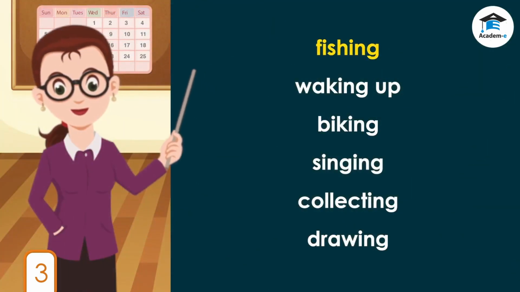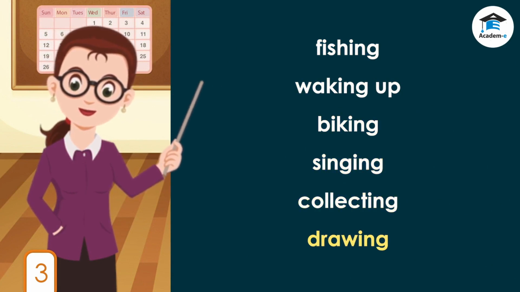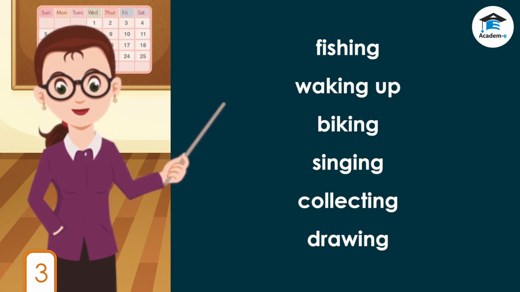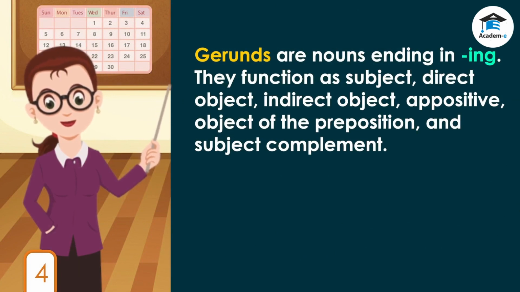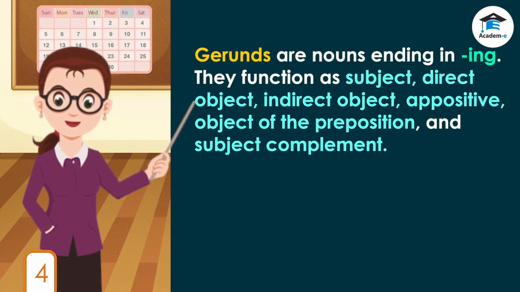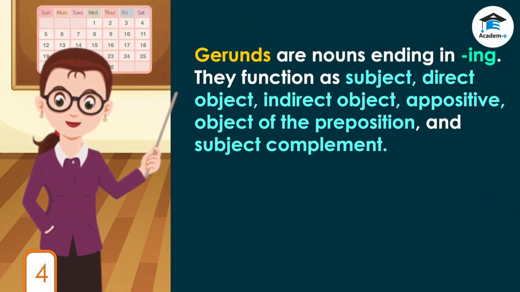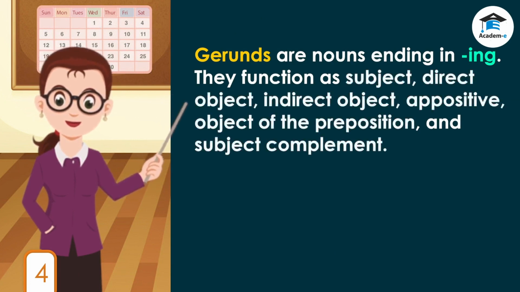The words fishing, waking up, biking, singing, collecting, and drawing seem like verbs, but they are actually used as nouns. They are gerunds. What are gerunds? Gerunds are nouns ending in ing. They function as subject, direct object, indirect object, appositive, object of the preposition, and subject complement. Let's study them one by one.